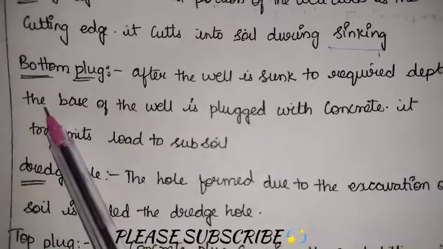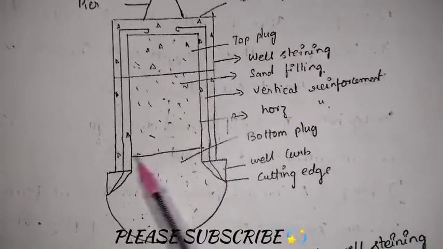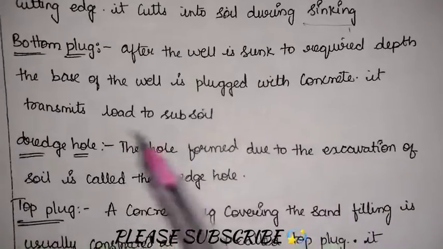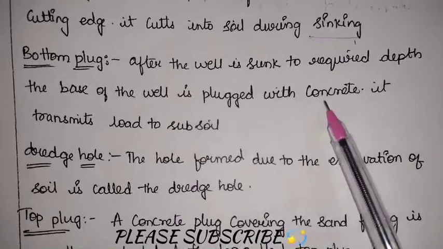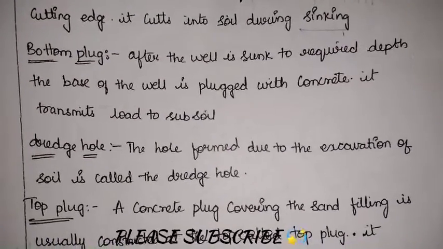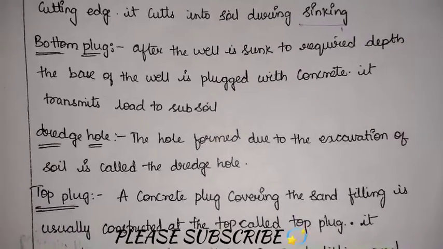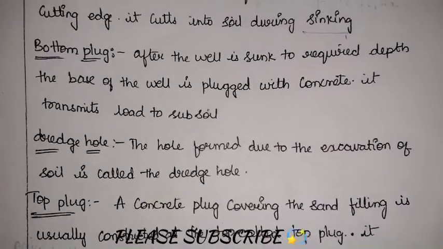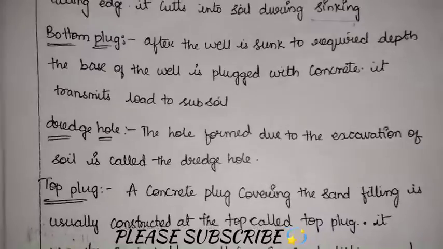And coming to the next component, we have the bottom plug. See, as I have told you, this is the top plug and this is the bottom plug, and in between we are having sand filling. After the well is sunk to the required depth, the base of the well is plugged with concrete. It transmits the load to the subsoil. So whatever the load we are getting from the superstructure to the well cap, to the top plug, and top plug to bottom plug, here we are plugging it with concrete. The main component that is plugged with the concrete is divided into two types.